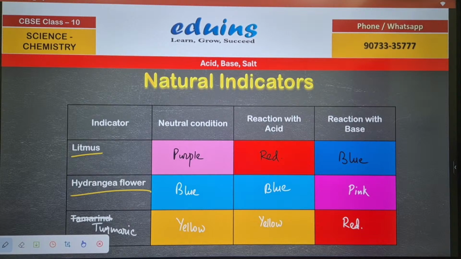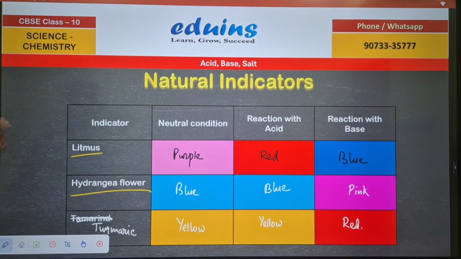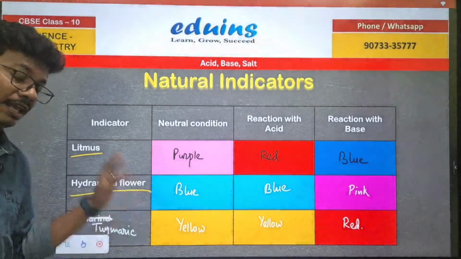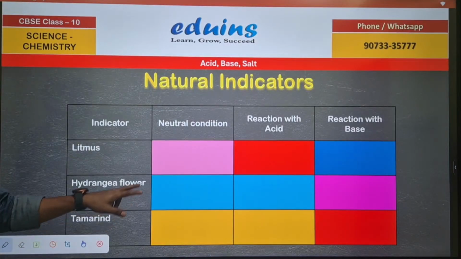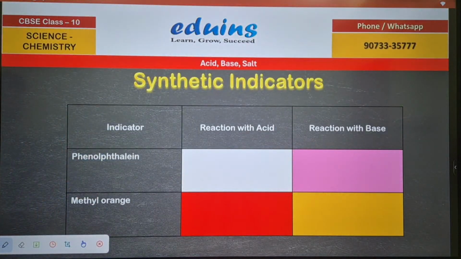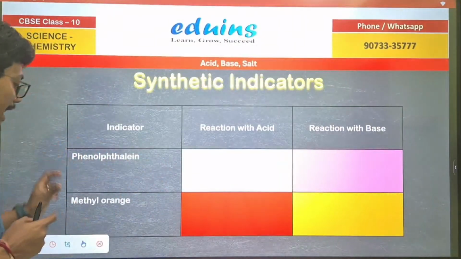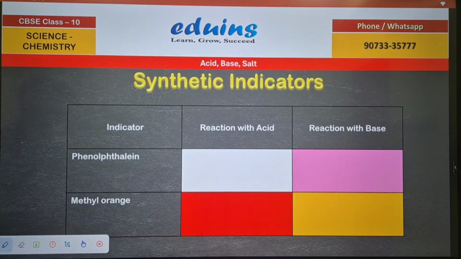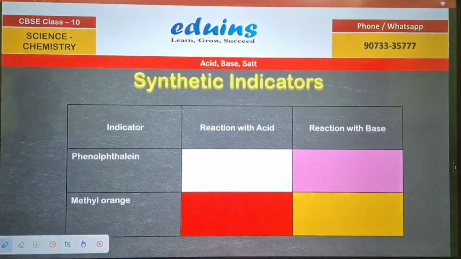Now we have already learned about some natural indicators, that is litmus, hydrangea flower, or turmeric. Now let's talk about synthetic indicators. What are the names of synthetic indicators? There are two names we have to remember. One is phenolphthalein and another one is methyl orange.